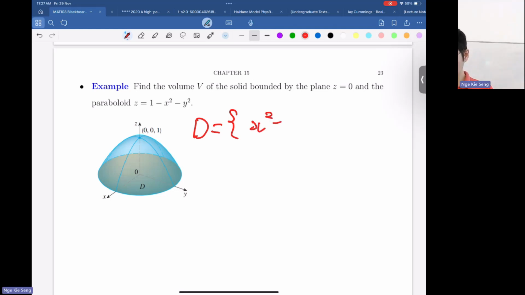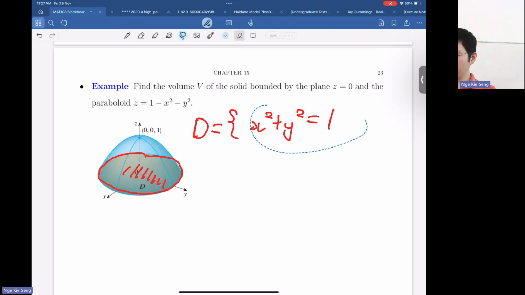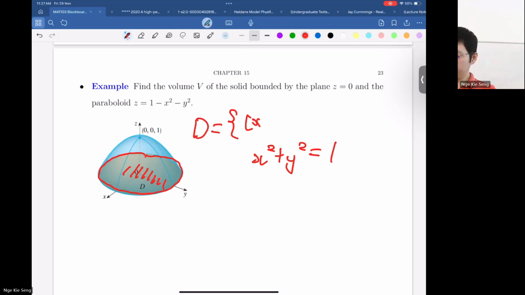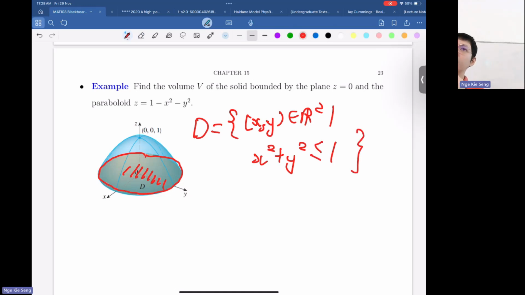x squared plus y squared equals 1. What's this? This is just a circle, right? But the domain includes everything inside. So meaning you want to take all the (x, y) in R2 such that x squared plus y squared is less than or equal to 1. You need to take everything inside the circle also, because we don't just want this circle, we want everything inside.